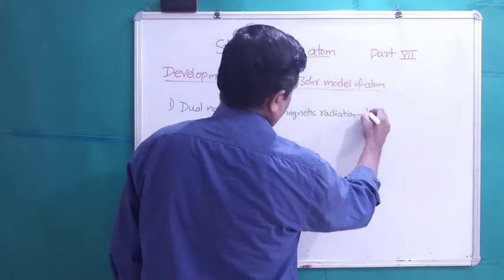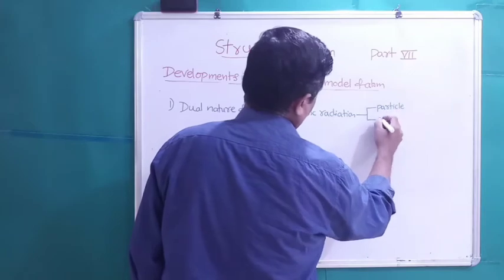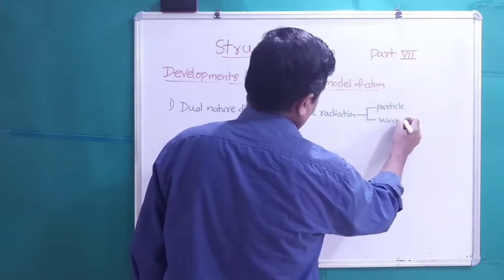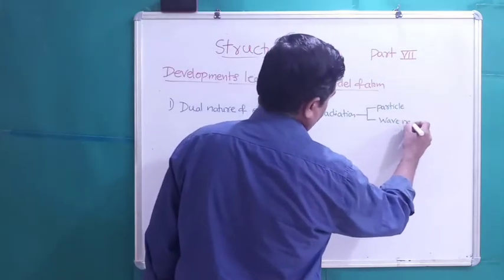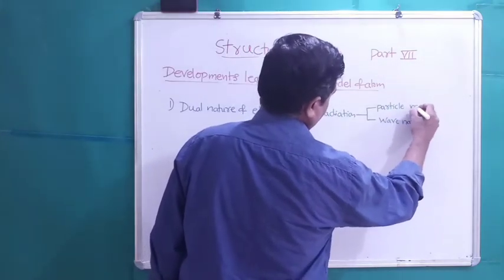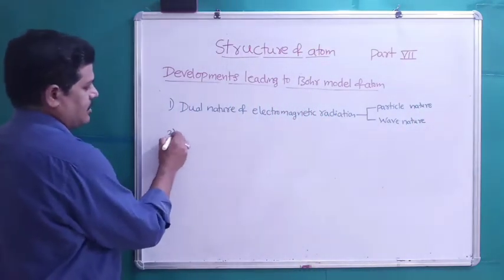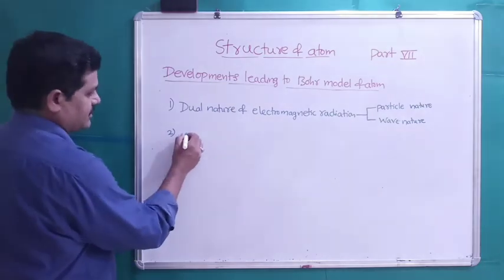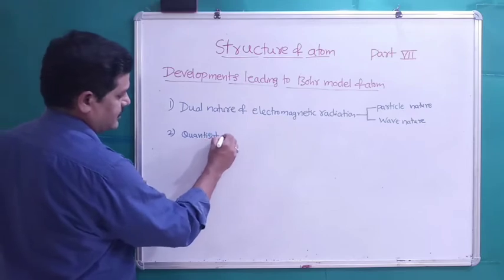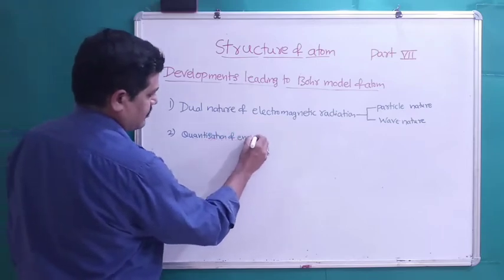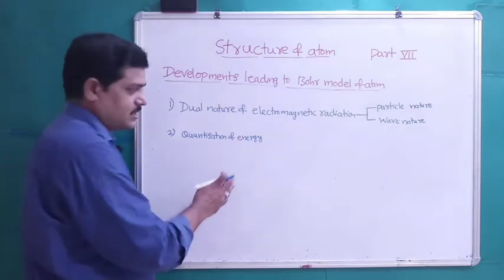Dual nature, that is, one is particle nature, other one is wave nature. Dual nature of electromagnetic radiation, right? Particle nature and wave nature. Second development is quantization of energy. Quantized energy levels, that is from the atomic spectra, right.